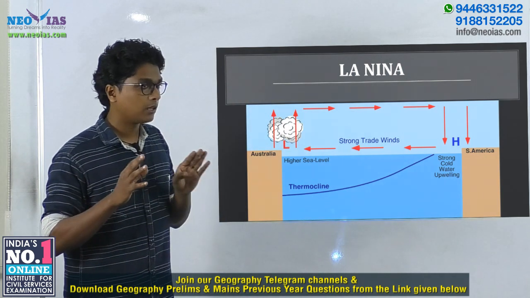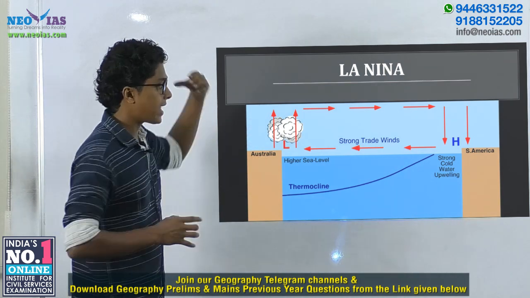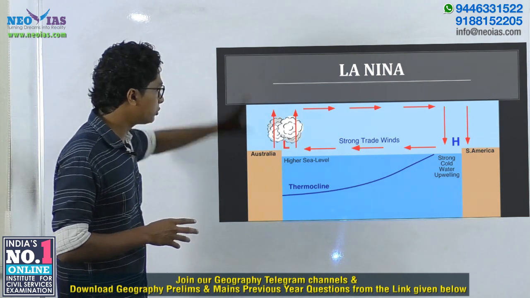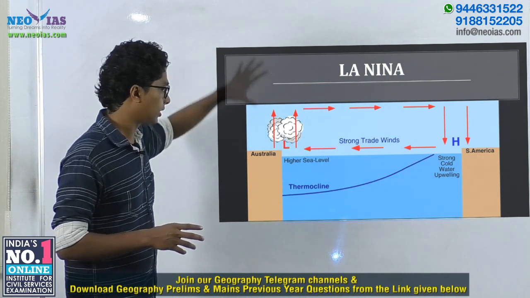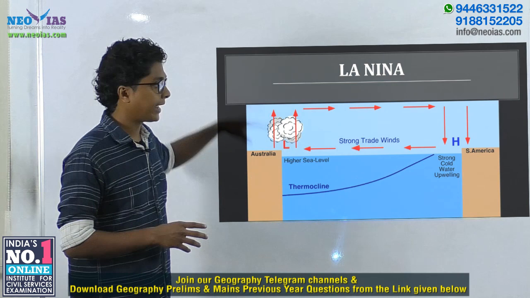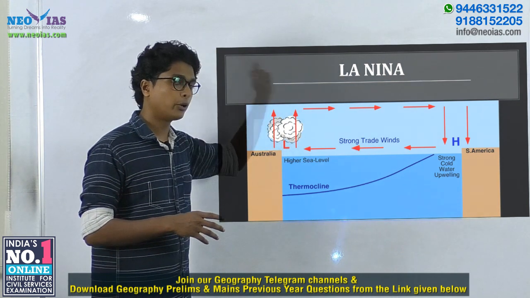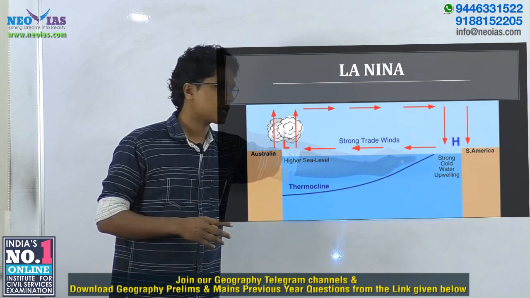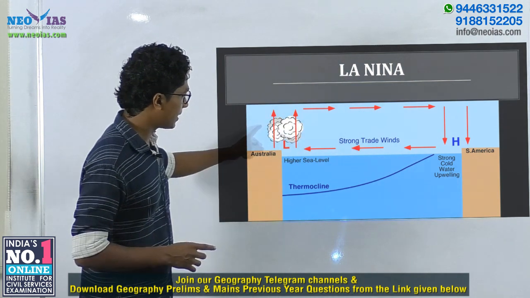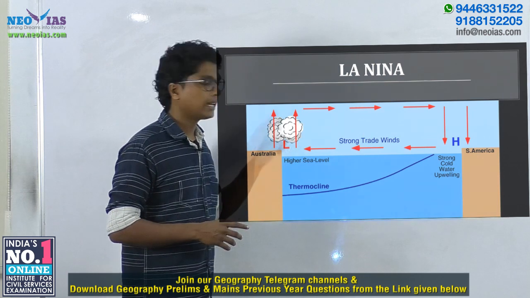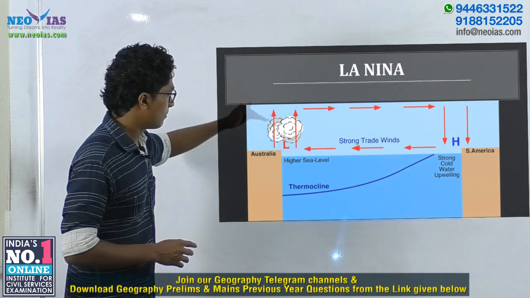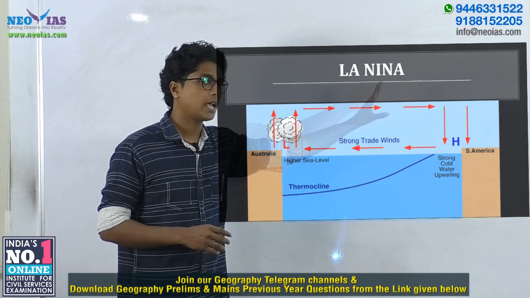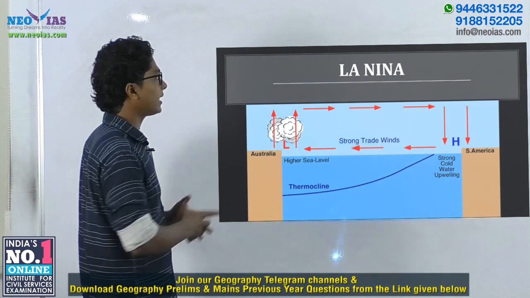That means they will be blowing with more velocity, and more water will be carried towards the Western Pacific, right? So unusually warm surface water will be there in the Western Pacific, unusually in the sense compared to the normal condition. Unusually cold water will be there in the Eastern Pacific, as we will be having a very intensified Walker circulation. More rainfall will be there for Australia, and we will be having very dry conditions in South America. Now this is the case of La Nina.